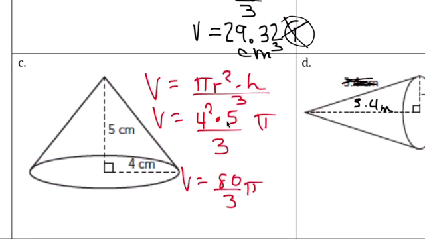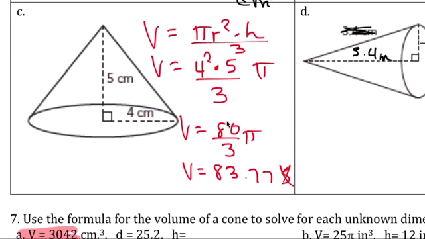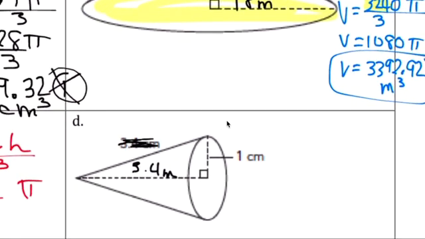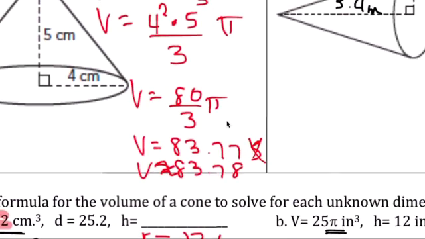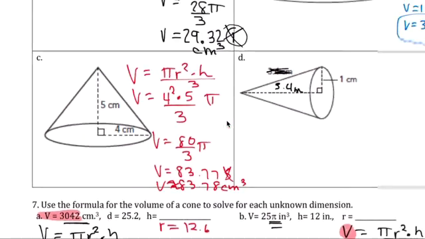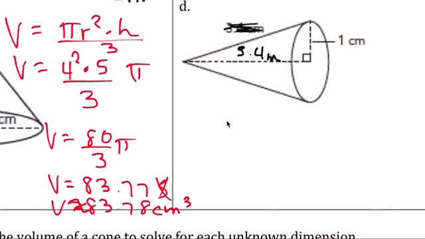So on the calculator, I put 80 divided by 3 times pi. I get 83.775. That's a 5. So volume is 83.78 approximately. Oops. I need to go back with the squiggly line because I rounded. Centimeters cubed. Make sure I put all the units in. Yep, I did. All right.